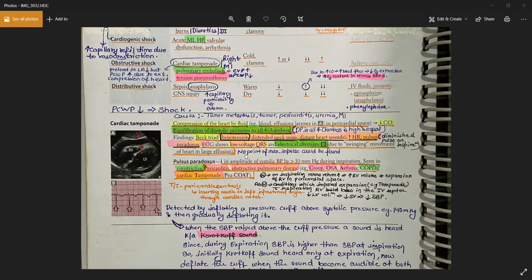And one another important thing is no point of maximal impulse could be found on examination. Step 1 will mention this point in the question stems, because normally you have the apex of the heart with a high pressure, a high impulse. But here in cardiac tamponade, all the chambers have equal pressure, so you cannot localize the maximal impulse point in the heart. So no point of maximal impulse could be found in cardiac tamponade, and that is very important to note.